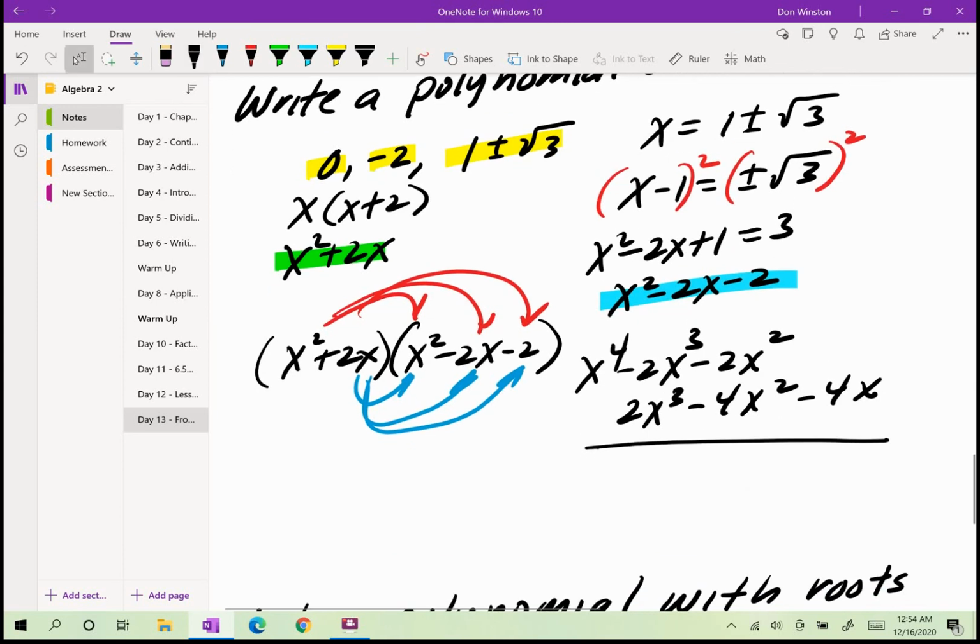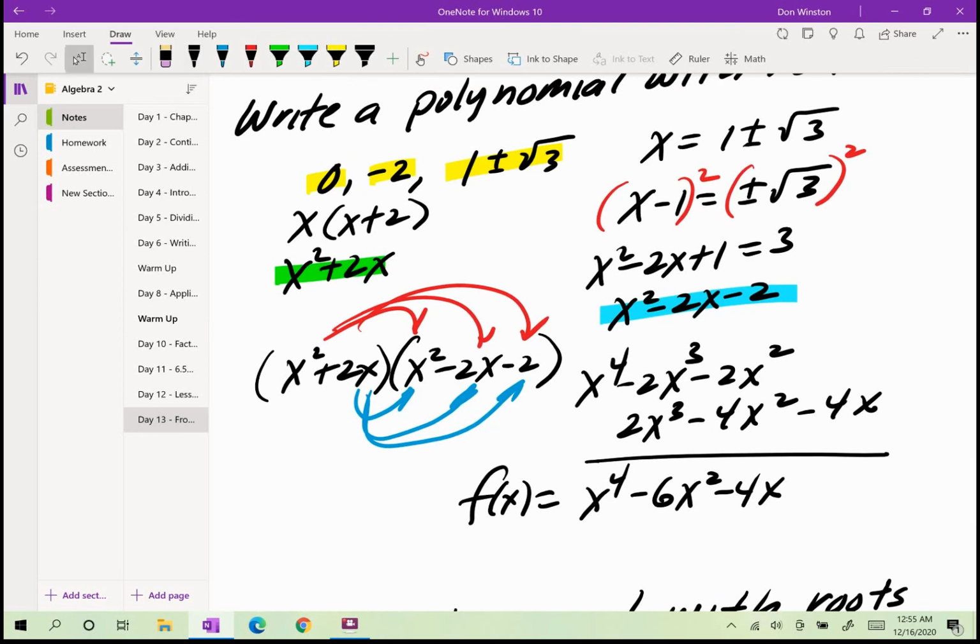And so my polynomial will equal x to the 4th minus 6x squared minus 4x. And that polynomial, it's a 4th degree polynomial, okay, I have 4 zeros, or 4 roots, guaranteed to have the roots of 0, negative 2, and 1 plus or minus root 3. Guaranteed.